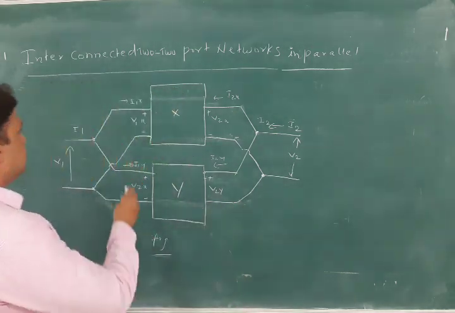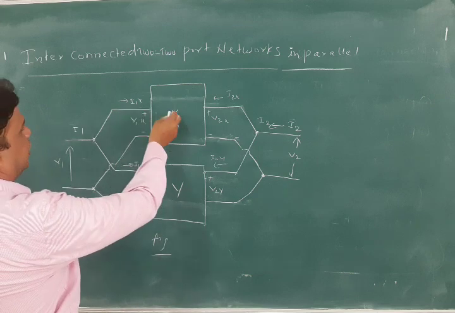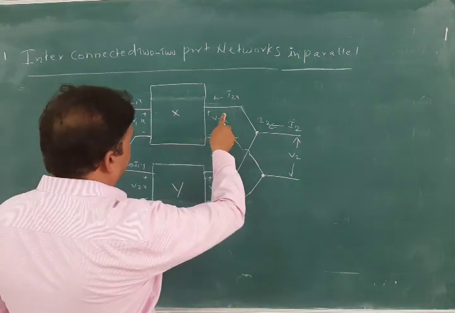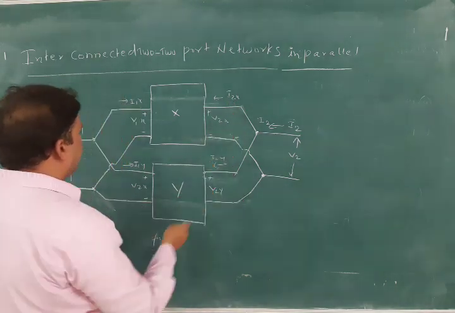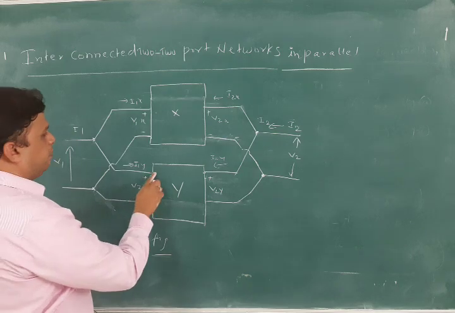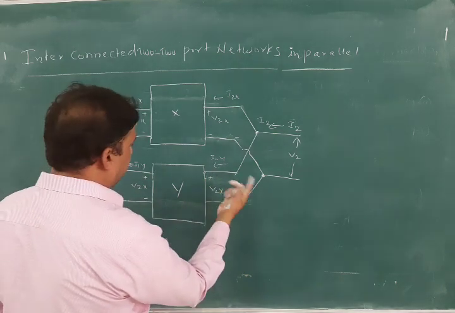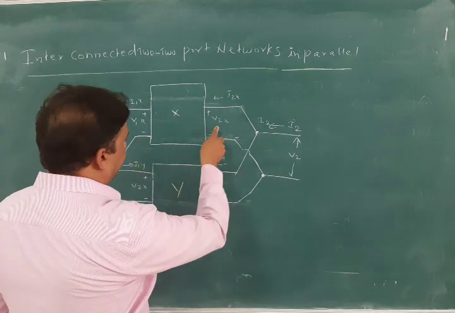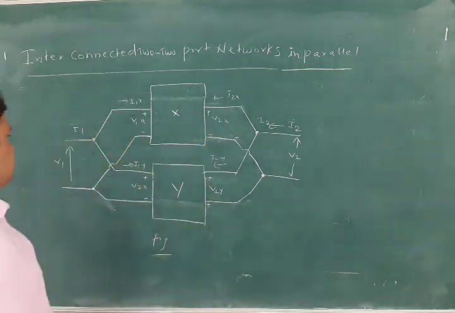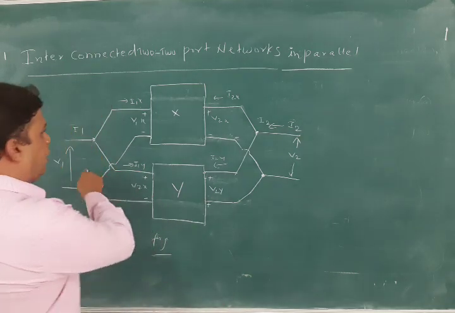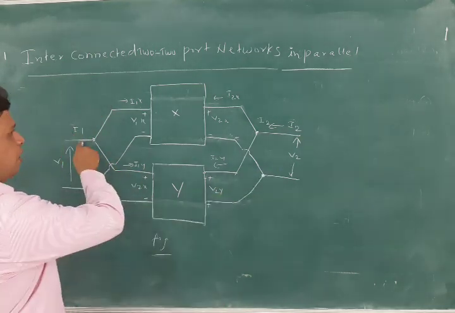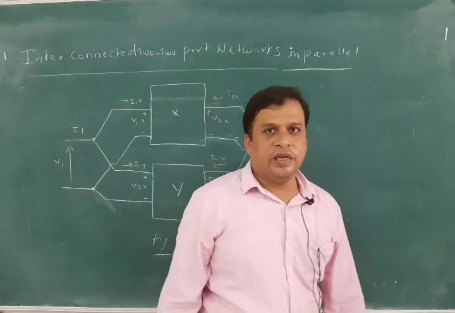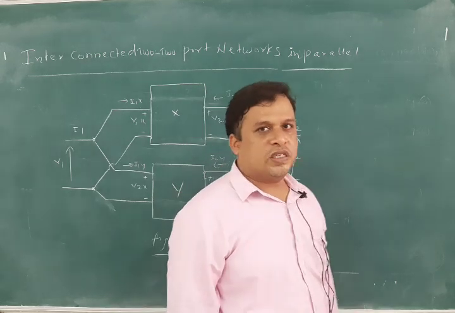Here I1X is the current entering the first port of the X network, and I2X is the current entering from the second port. I1Y is for the Y network, and I2Y is for the Y network from the second port. These are the respective voltages V1X, V2X and V1Y, V2Y. As the procedure, V1 and V2 are the main voltages, and I1 and I2 are the main currents. First, we have to write the equations. Now, how to write the equations?